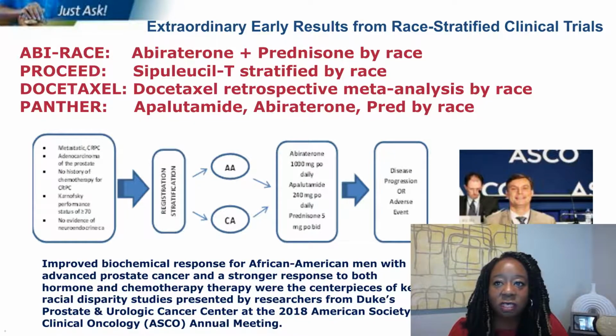What was really incredible, both with Abby Race and then we see now with these 3 other studies, is that in each of these trials with either hormone therapy, chemotherapy, or cellular therapy, African American men entered the trial with worse disease but responded better to therapy. If we were not doing these race stratified studies and we were not making sure that we had the right representation, we would never know these types of findings. And it makes us wonder, what are the things that we're missing in our studies when we're not being intentional about engaging diverse populations in our clinical research and studies?